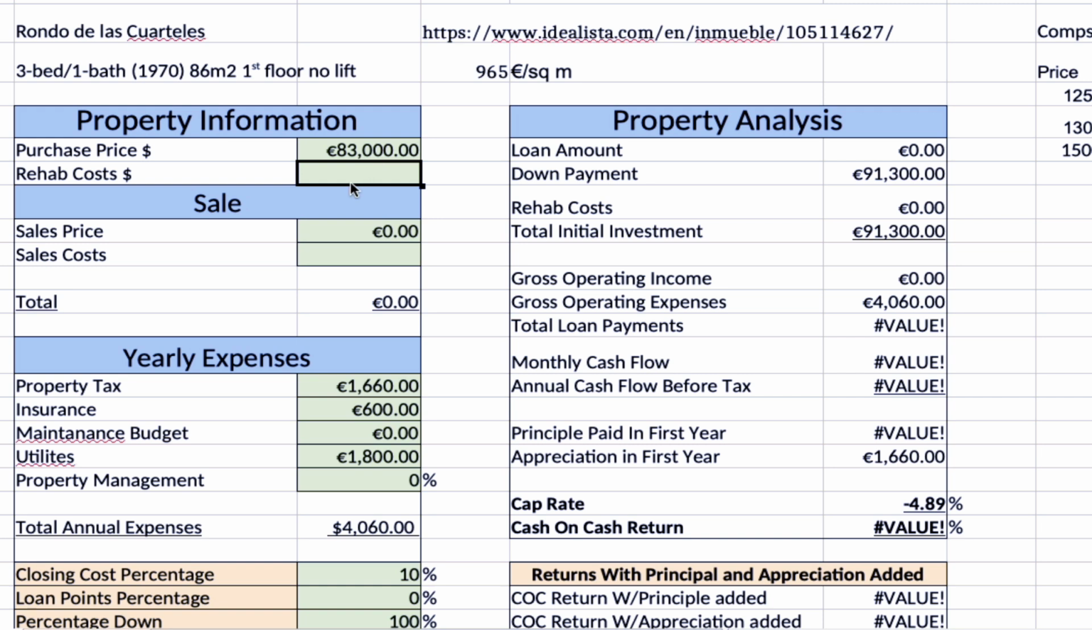We don't know what our rehab costs are. We're going to take a look at that in a minute. And then we don't know what our sales price is, but we could start with the lowest comp. So over here we've got our comps, 125, and our sales costs are probably going to be a certain percentage of that. So let's just say 3%, just to be safe, and that'll be our net return.